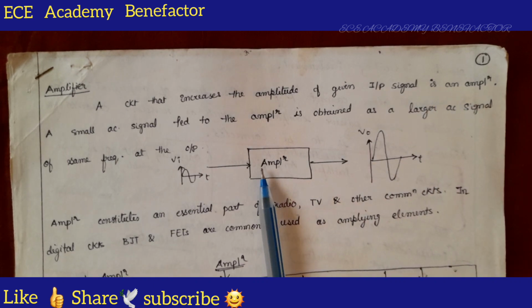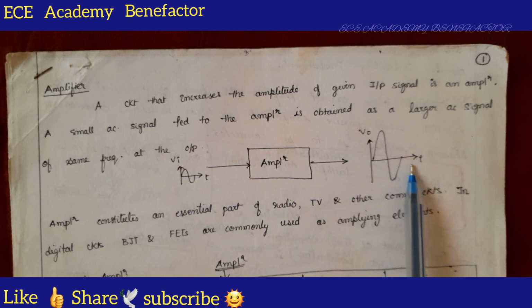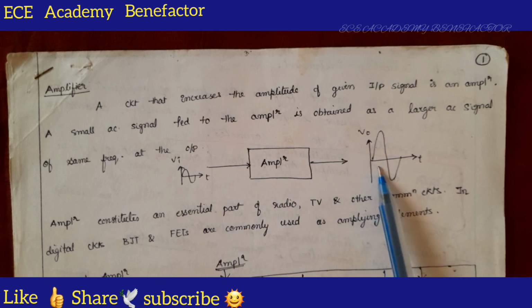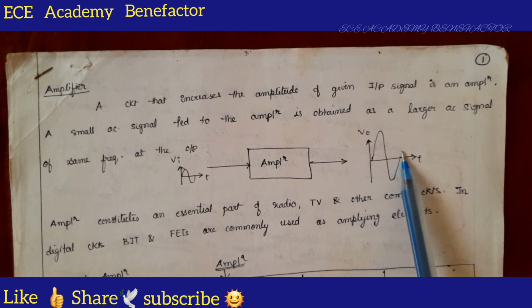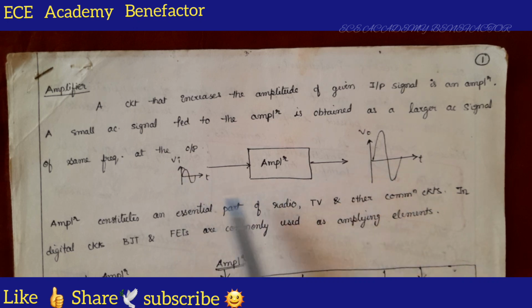So, see this block diagram of an amplifier. This is the input signal Vi versus t and the output signal is V0 versus t. A small AC signal is given to the input of the amplifier and at the output a large AC signal is obtained. Here only the amplitude is changed, the frequency remains constant.